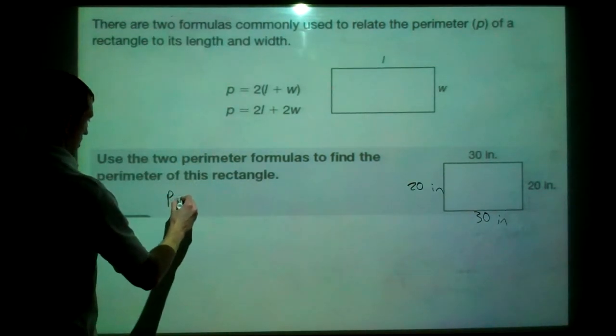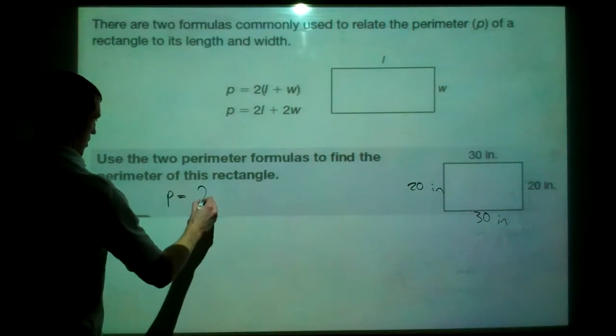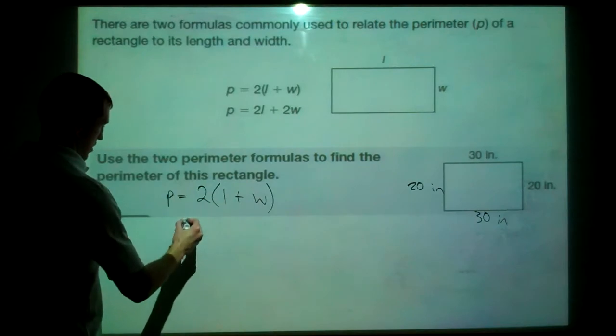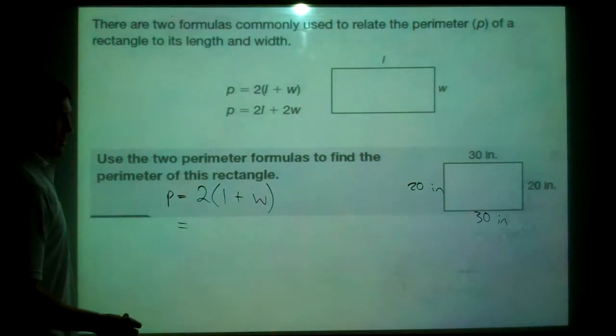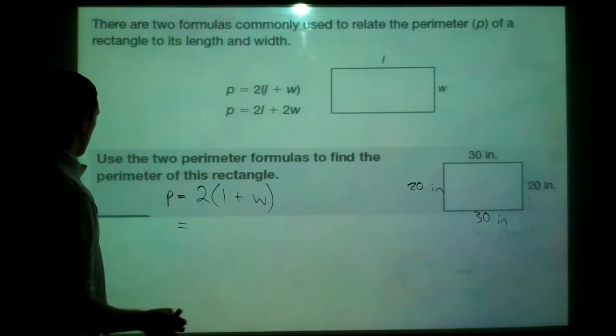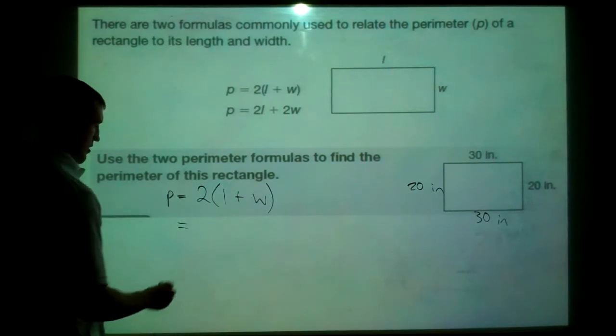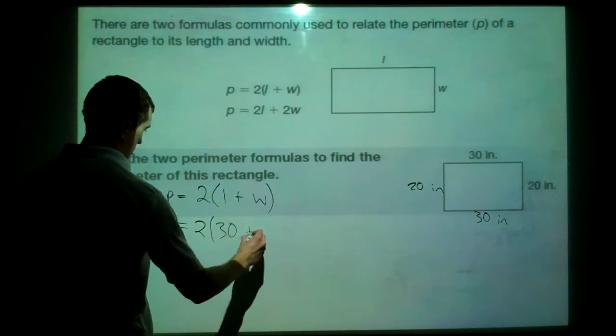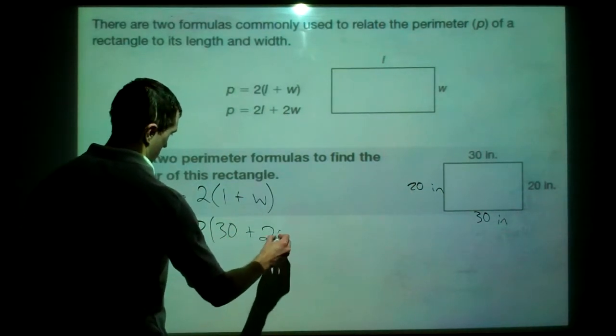P equals 2 times (L plus W). Okay. I'm not going to use the units in this one just to save on room. Alright, so our length is 30 inches and our width is 20.